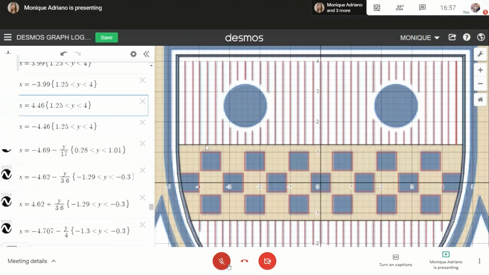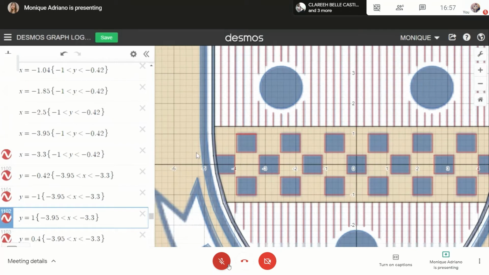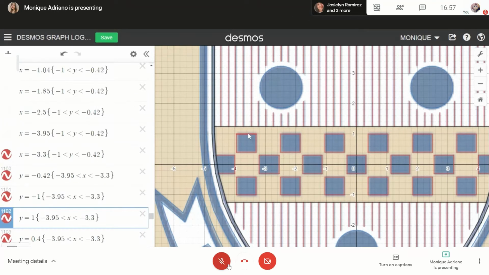Sa may box naman po, nagko-consist po siya ng horizontal and vertical line. Sa may vertical line muna tayo. Ay, horizontal. Sige, vertical.